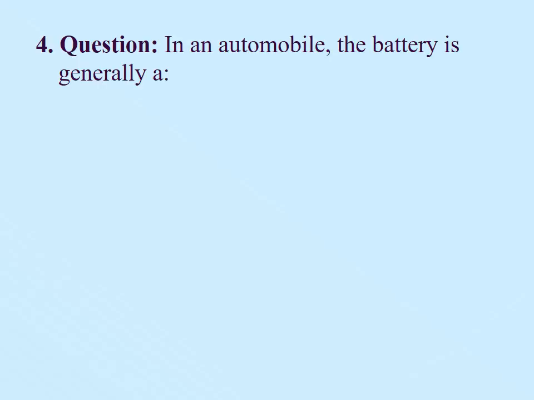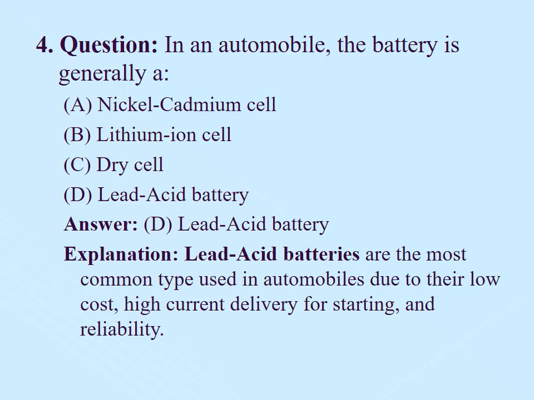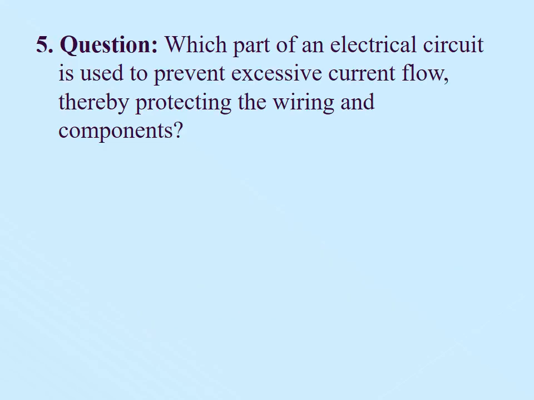Question number 4. In an automobile, the battery is generally A. Nickel cadmium cell, B. Lithium ion cell, C. Dry cell, D. Lead acid battery. Answer is lead acid battery. Lead acid batteries are the most common type used in automobiles due to their low cost, high current delivery for starting, and reliability.